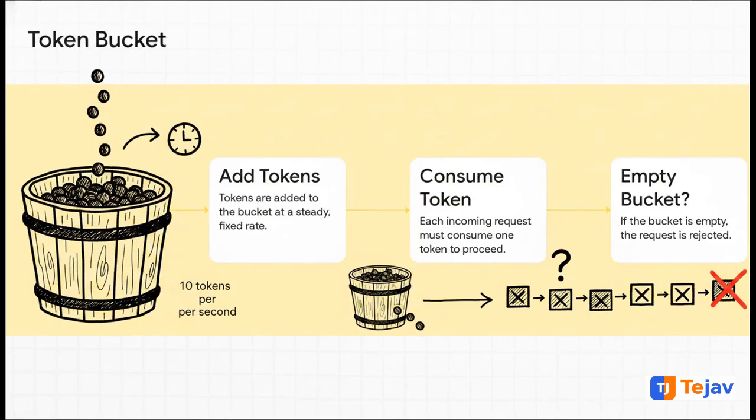Okay, pro tip time. If you only remember one of these for your interview, make it this one, the token bucket. This is the one everybody loves, and for good reason. Just imagine a bucket. The system is constantly adding tokens to this bucket at a nice, steady pace, like maybe 10 tokens per second. Now, every time a request wants to get through, it has to grab one token from the bucket. If the bucket's empty, sorry, you're not getting in.